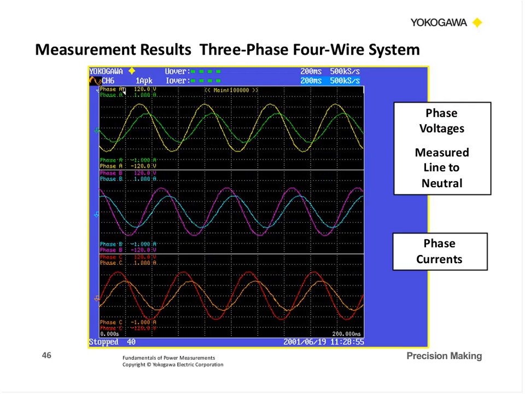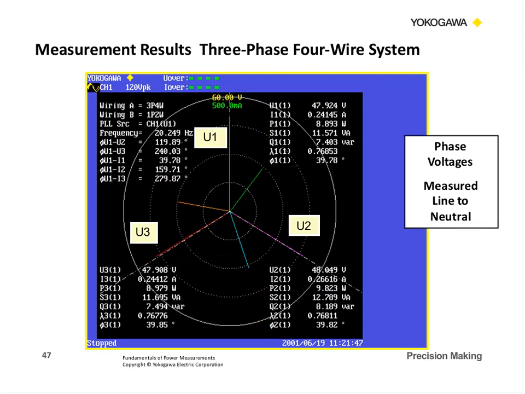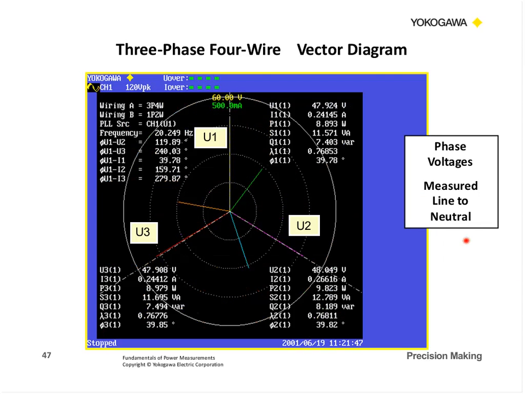With a waveform analyzer or waveform display, we can see the voltage and the current phase shift on each of the 3 phases. So we've got the phase currents, the phase voltages measured line to neutral. We can look at a vector diagram. Some of the power analyzers will provide this for us. These are the voltage vectors. Current vectors are in here. And we're showing each phase at just under 40 degrees on each of those phase shifts.